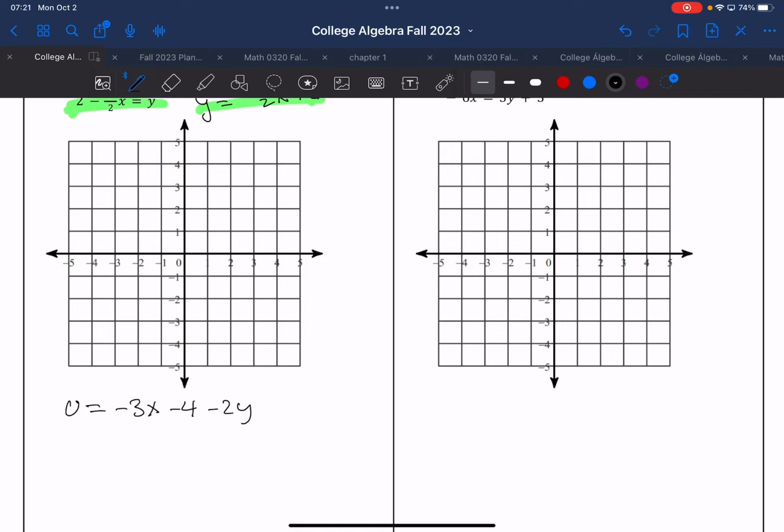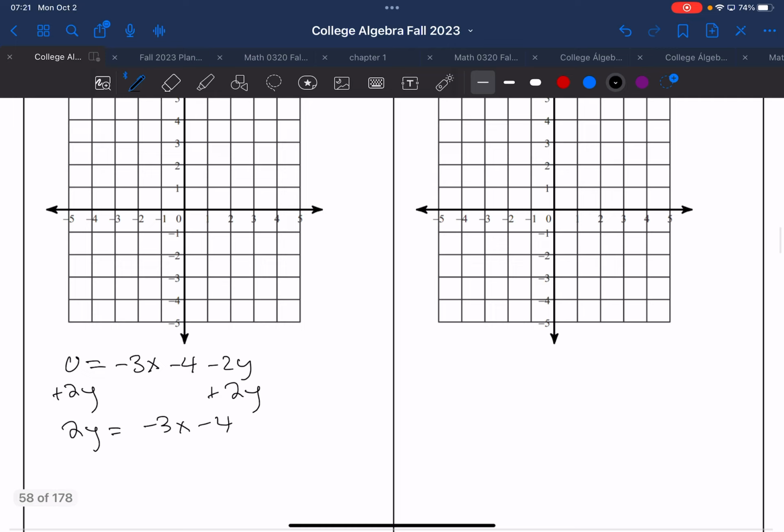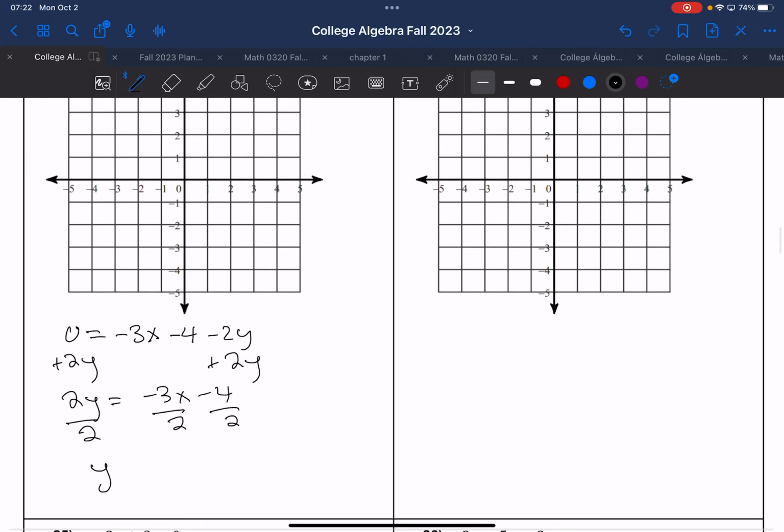You add 2y? Not before. That's a good point. We could just add the 2y over and then we would have y by itself, right? Well, almost. Almost by itself. We could do that way. So 2y is equal to negative 3x minus 4. And then what would we have to do? Divide by 2. So you could do it this way.